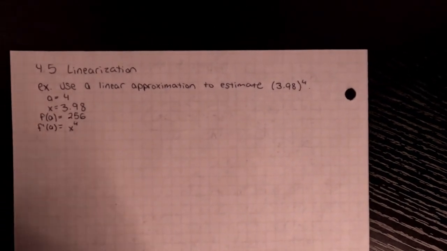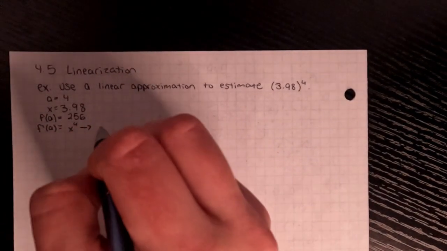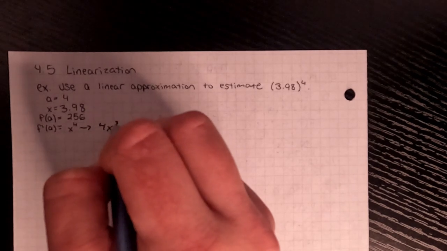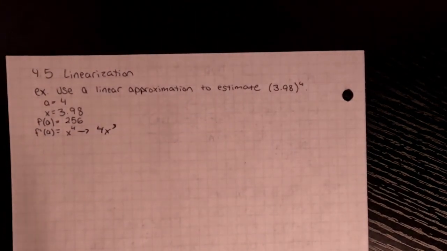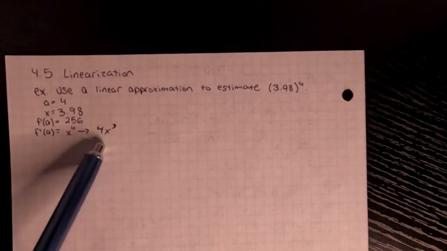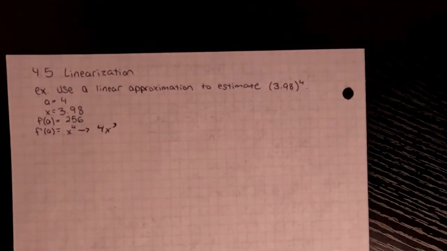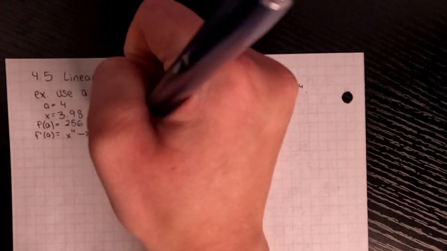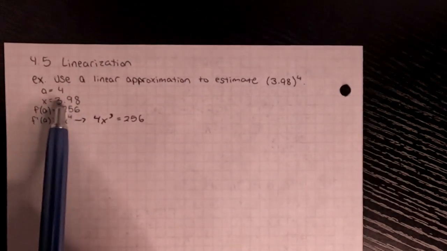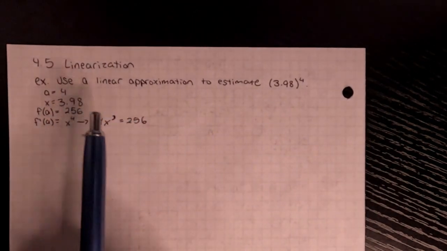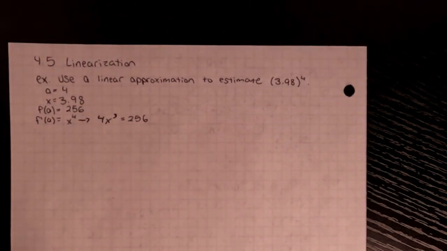So it's going to look like that. And then our derivative of that is just 4x to the 3rd. And then we're going to plug in 4 for x and solve. And I get 256. You're not always going to have the same number there. That's just how this one worked out.